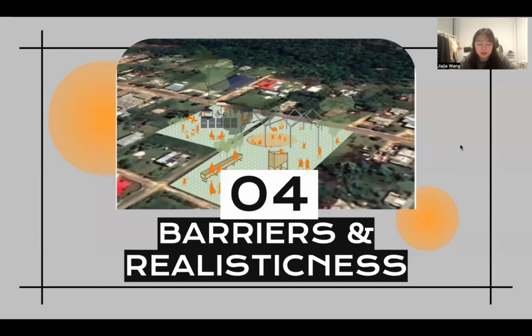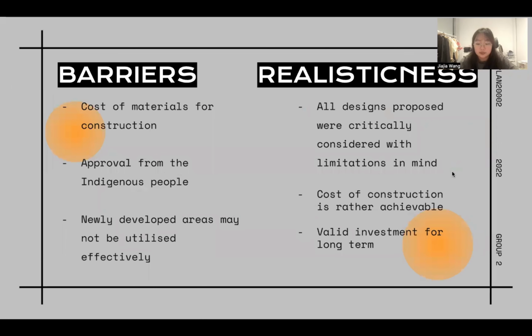Then comes a large part of the presentation, barriers and realistic notes. There are 3 main challenges we may face. Firstly, due to damage caused by natural disasters, the local government does not have a lot of money to spend on construction of public space.